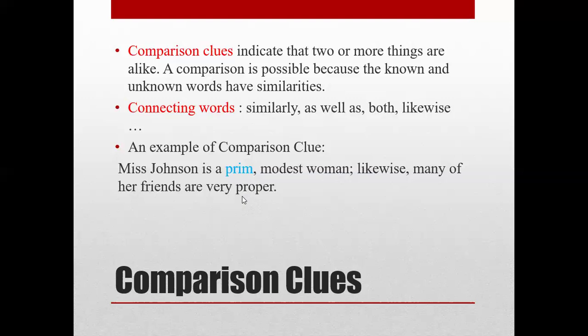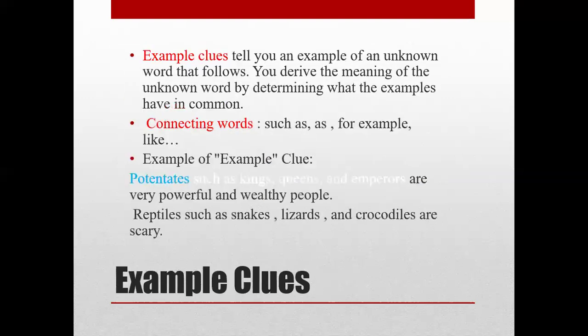So if we know the meaning of the word "proper," we know what "prim" means: a person who is careful and speaks and behaves in a proper way. This is the word "prim," respected. So how do you know the meaning? Because of the word "proper" here. We compare her to her friends, and we said that her friends are very proper. So a proper person is a respected person who knows how to behave and how to speak in a good way.